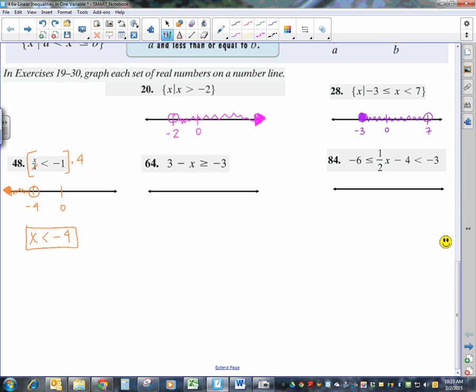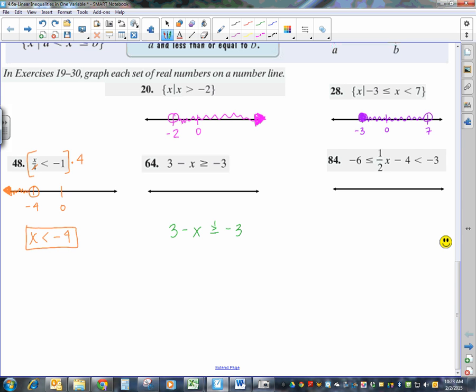Okay, let's look at this next one. It says negative 3 minus x greater than or equal to negative 3. So one of the other things you want to keep in mind when you're working, I'm going to go underneath it. Okay, I'm going to subtract 3. Let me write it again because that may be a little confusing. Let's try that one more time. 3 minus x is greater than or equal to negative 3.